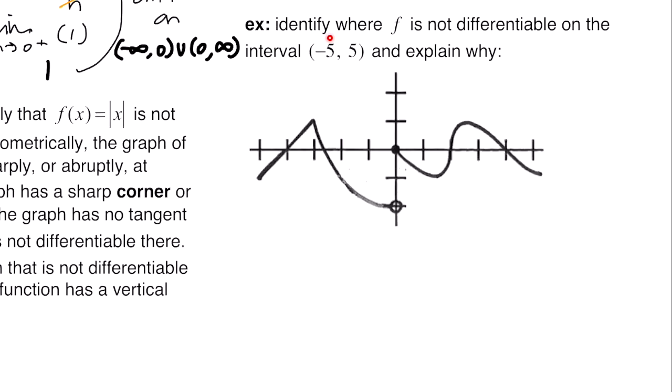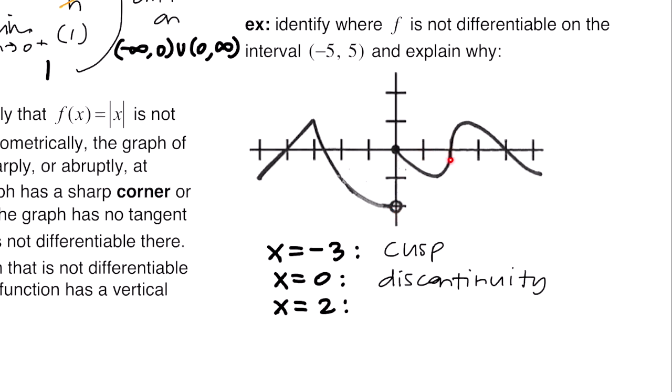This example says identify where f is not differentiable on the interval from -5 to 5 and explain why. So at -3, you can see we have, and again, we can call this a corner or a cusp, I'm going to call it a cusp. Right here at x equals 0, you have a jump discontinuity. And finally at x equals 2, you have a vertical tangent line. So at these 3 x values, the graph is not differentiable.